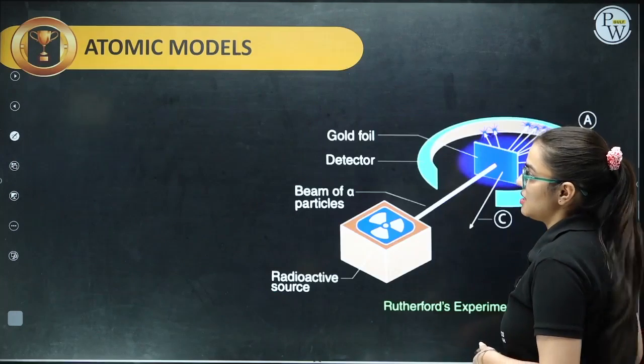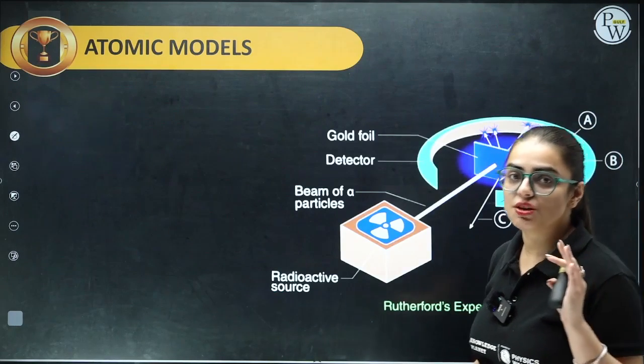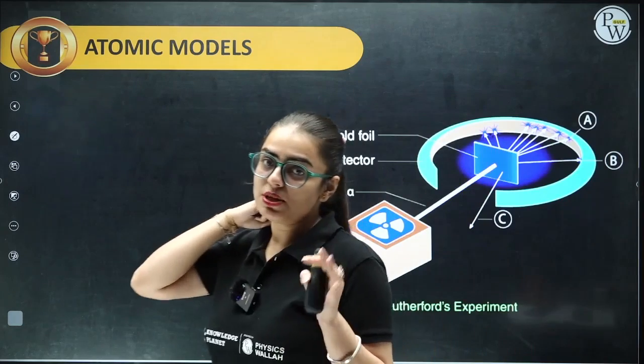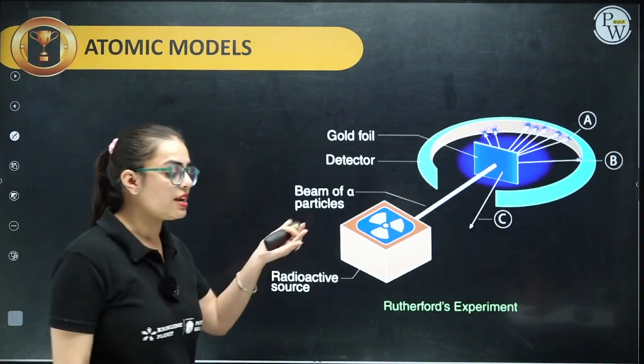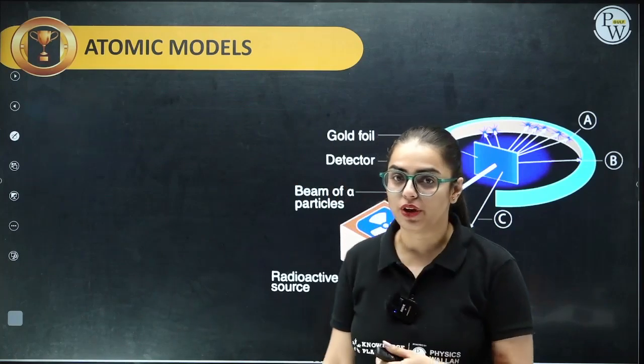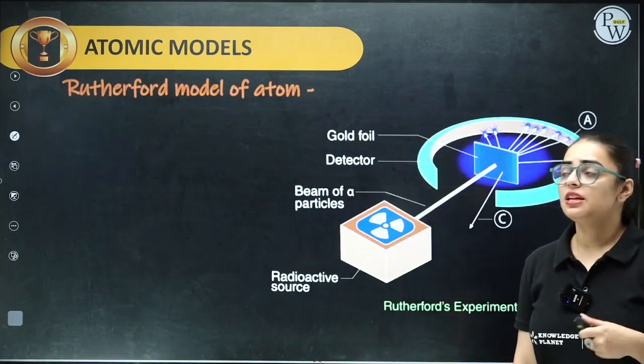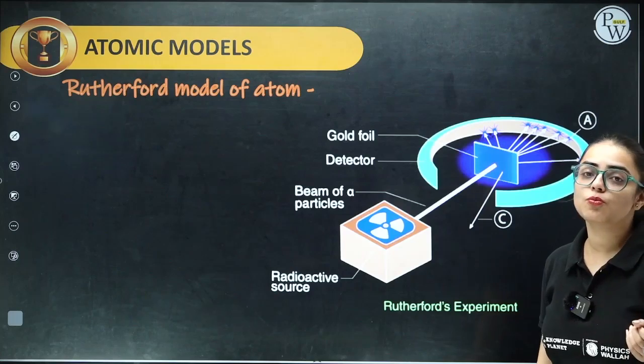Okay, but yes, there were some limitations due to which it failed. Let me tell you how it failed, what the key concepts are, and which scientist came into account and explained it perfectly. So now, the next atomic model that came was the Rutherford model of atom.